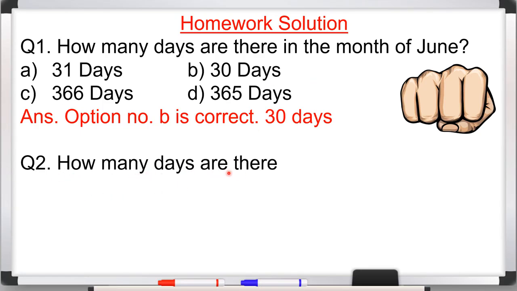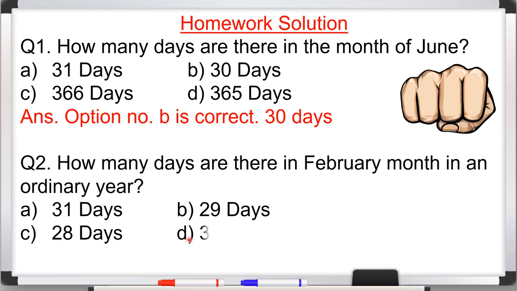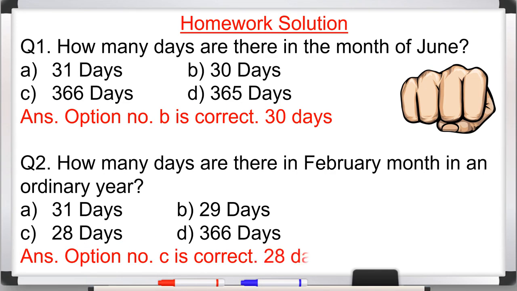Now, question number 2. How many days are there in the month of February in an ordinary year? A 31 days, B 29 days, C 28 days, and D 366 days. So here we are talking about the month of February in an ordinary year. Okay, so we know that in an ordinary year there are 28 days in the month of February. So option number C is correct, 28 days.